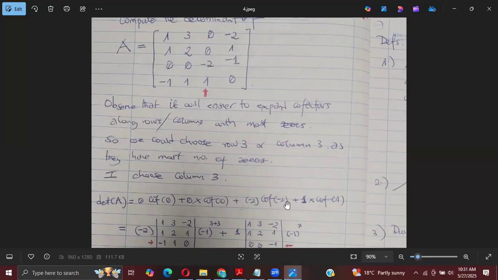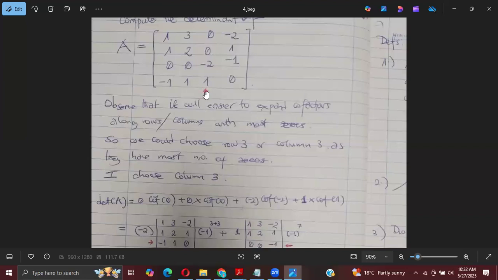Now let's just expand it. So 0 times cofactor of 0, you don't need to find the cofactor of 0 because it's just going to be reduced to 0. Likewise for this one. So the only work to be done is here and here, all right? So the cofactors of minus 2 and the cofactor of 1.